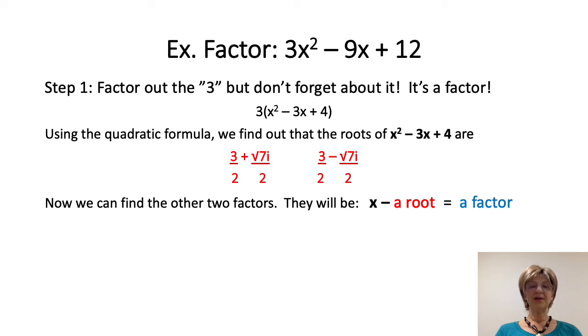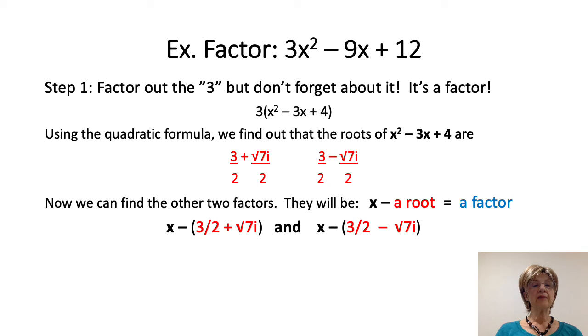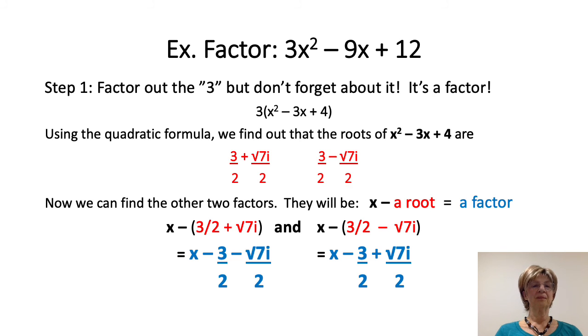Now we can find the other 2 factors. They will be x minus a root equals a factor. X minus 3/2 plus the square root of 7i divided by 2, and x minus 3/2 minus the square root of 7i over 2, gives you the two more factors. The factors are x minus 3/2 minus the square root of 7i over 2 and x minus 3/2 plus the square root of 7i divided by 2.